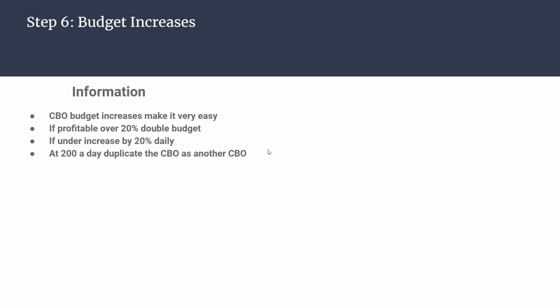And lastly, we have step number 6. With campaign-based optimization, I just wanted to talk a little bit about budget increases. It makes it very easy. If you're profitable above your break-even point of 20% above, then double your budget because you have that breathing room. If you're under that, then you just increase it by 20% daily until you are above that. It's about weighing that up. At 200 a day, duplicate the CBO as another CBO as well, would be another tip. If the CBO isn't doing well, reduce the budget by 50% in the day. So that's step number 6.